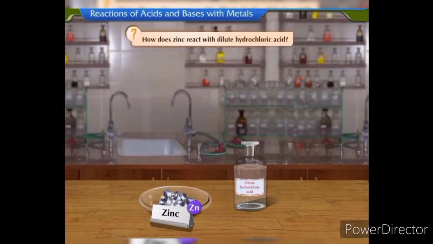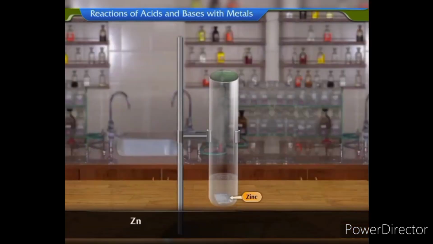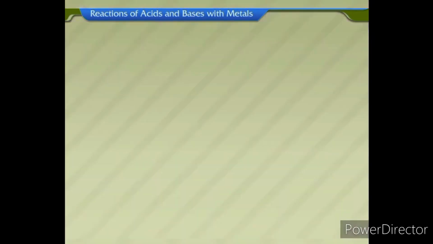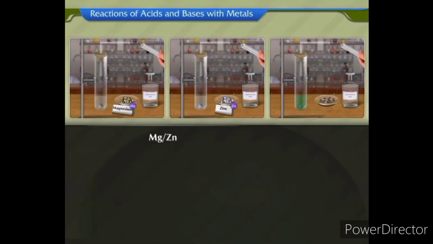How does zinc react with dilute hydrochloric acid? Zinc reacts with dilute hydrochloric acid to form zinc chloride and hydrogen gas. From these experiments, we can say that reactive metals like magnesium, zinc, and iron react with hydrochloric acid to produce the corresponding salt and hydrogen gas.